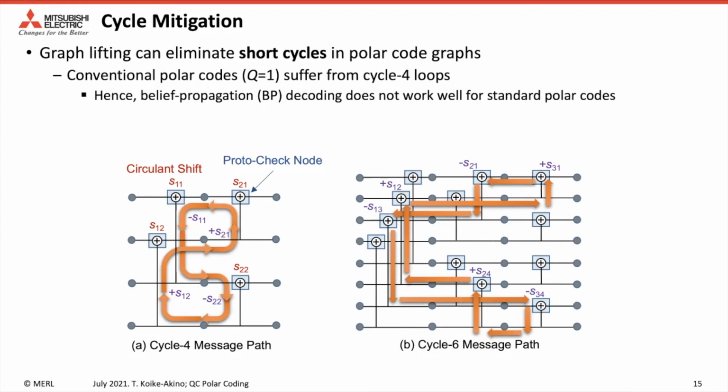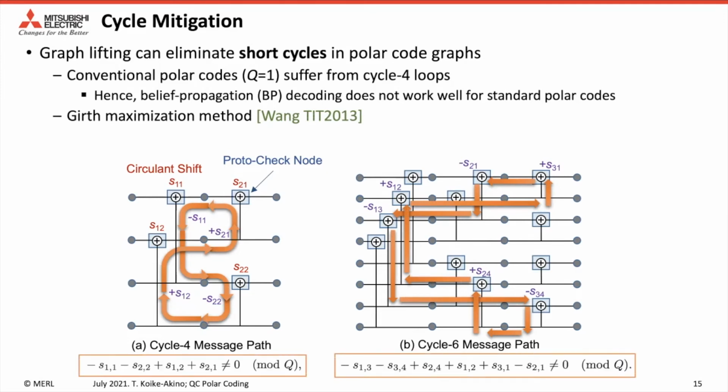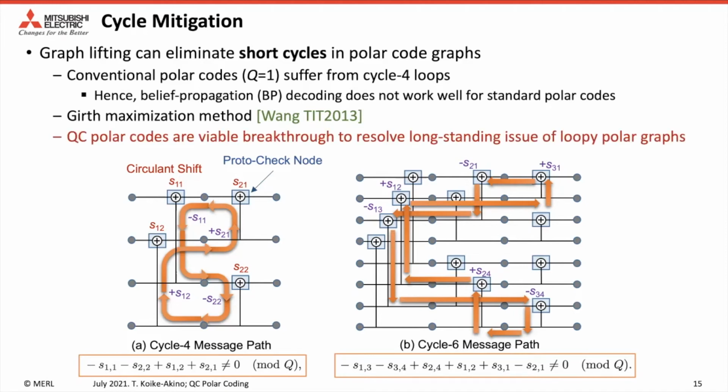Therefore, belief propagation decoding does not work well for standard polar codes. We use the girth maximization method proposed in 2013. It can eliminate such short cycles by optimizing the cyclic shift values. Our proposed QC polar codes are a remarkable breakthrough to resolve a long-standing issue of loopy polar graphs.